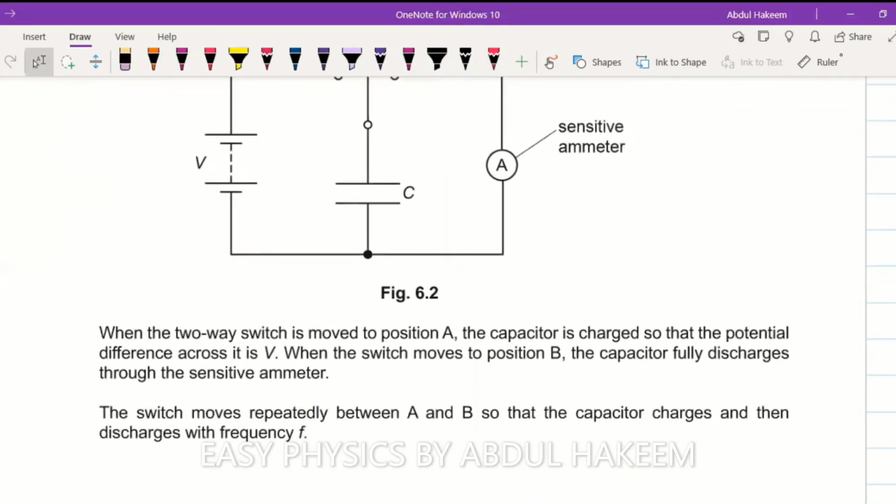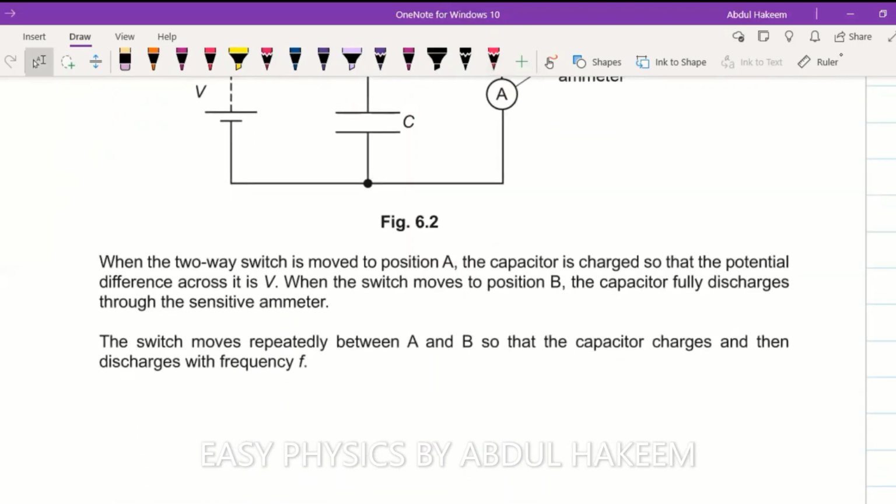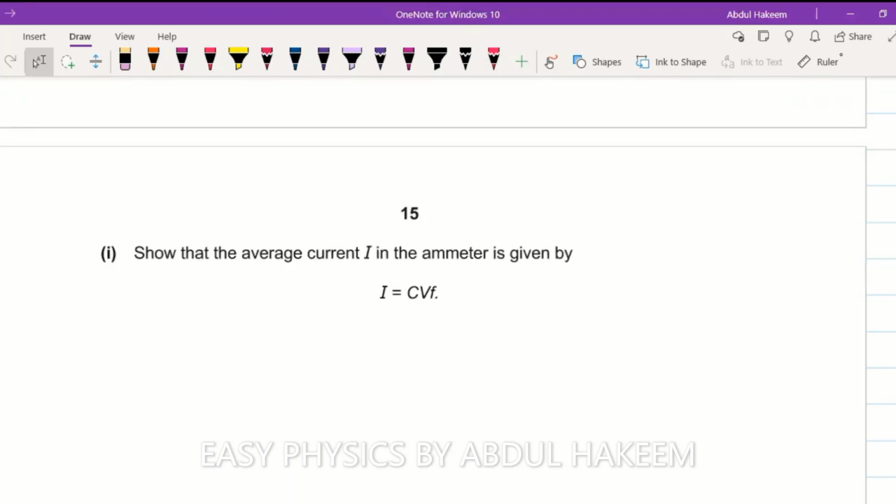The arrangement in figure 6.1 had capacitance C. When the two-way switch is moved to position A, look at this A position, this is charging, and the capacitor is charged so that the potential difference across it is V. When the switch moves to B, the capacitor fully discharges through a sensitive ammeter. The switch moves repeatedly between A and B so that the capacitor charges and then discharges with frequency f. Show that the average current in the ammeter is this.